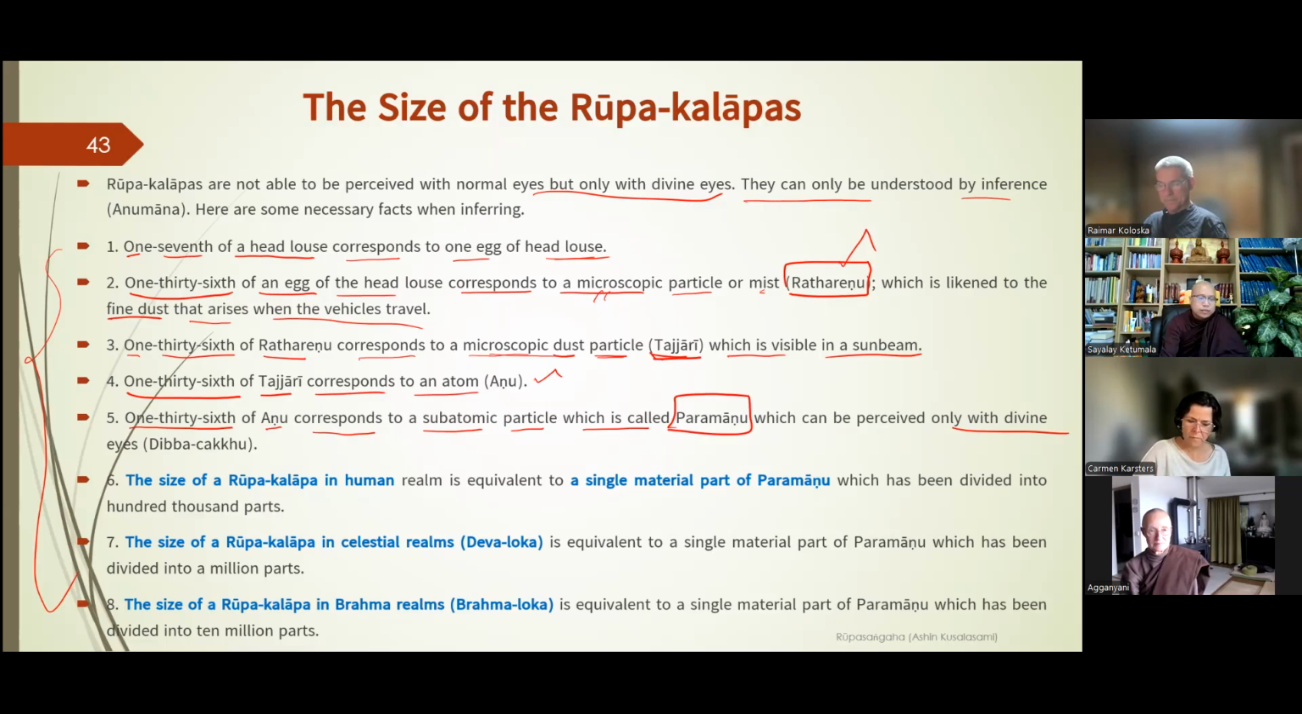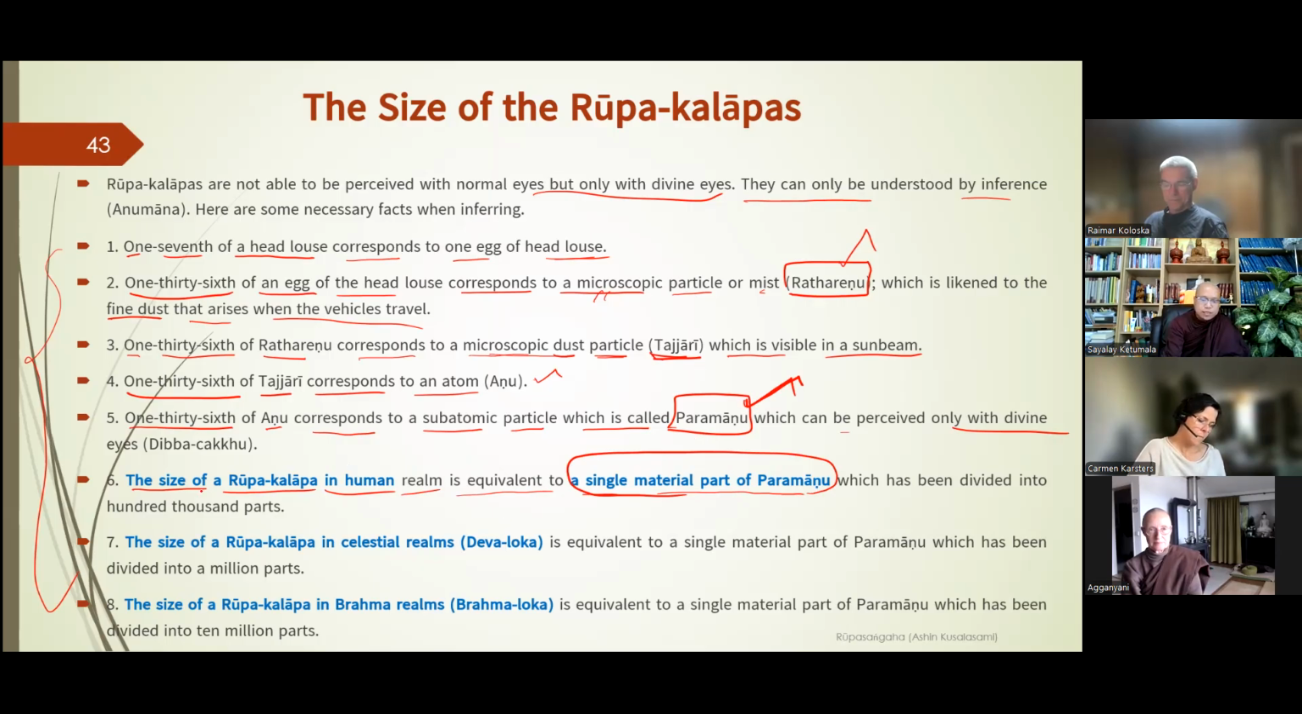I don't know. Actually, I'm not interested, or I don't understand too much, because of this kind of measurement. What you can take note of is that it is very small, extremely tiny, not visible with normal eyes. So paramanu is the smallest, which can be perceived only with divine eyes. So the smallest measurement is paramanu, extremely tiny, which cannot be seen with normal eyes.